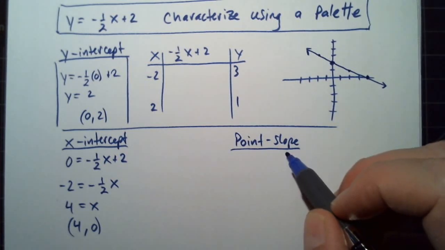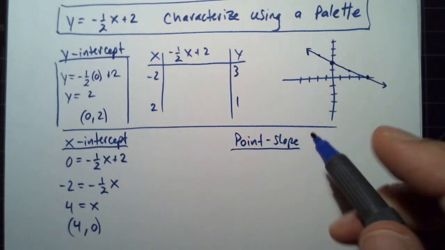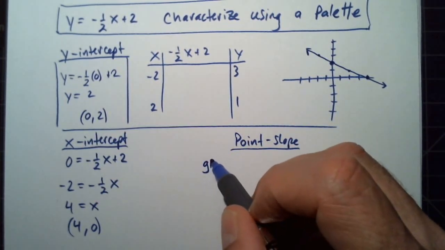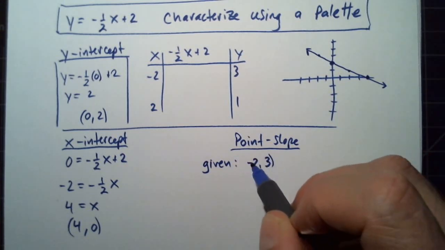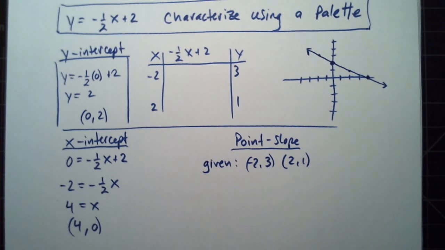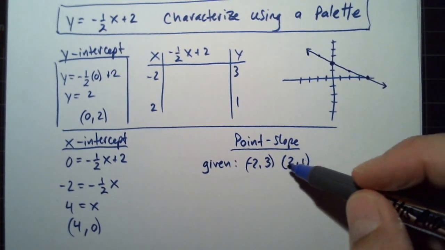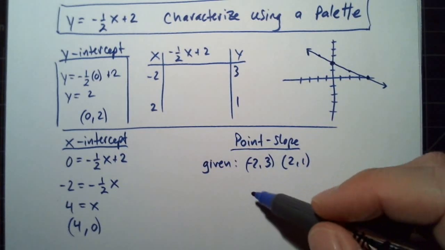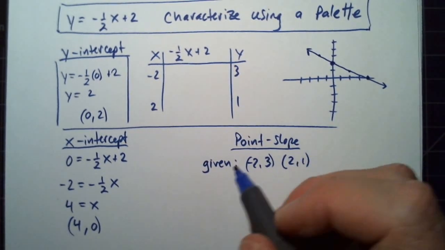Now point slope is what we would use if we don't have the equation already. So what if we were given these 2 points, and so if we are asked to make a palette, then we will have to create 2 points to show how the point slope formula works.